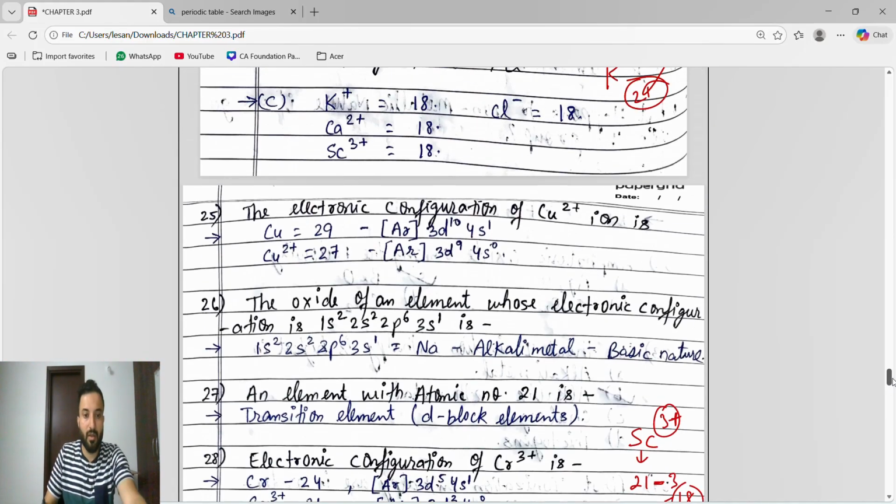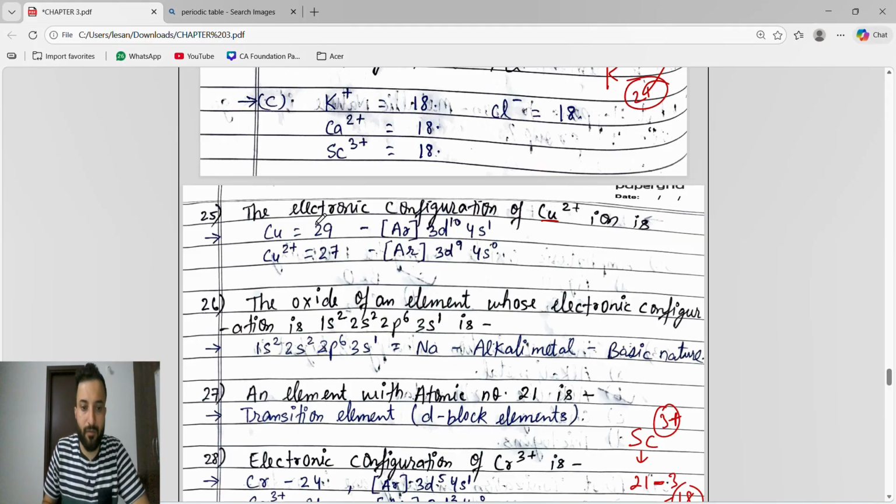Okay. Electronic configuration of Cu2+. Guys, understand one thing. Electronic configuration of copper and chromium, maximum time they are asking, and the chances also that they can ask, because we know the electronic configuration of copper and chromium has an exception. Electronic configuration of Cu2+.